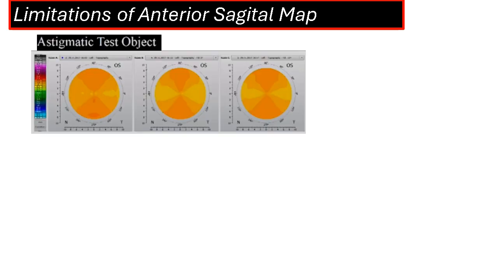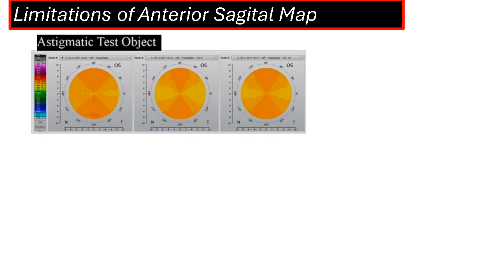I'll speak about the limitations of the axial map. Among them is that it doesn't describe the shape properly. It describes the curvature, and the shape is better described by the elevation map. Previously, they did the test on an astigmatic test object, and they varied the angulation of the eye by varying the angle kappa. So it gives the same picture for the patient with different angles of kappa.